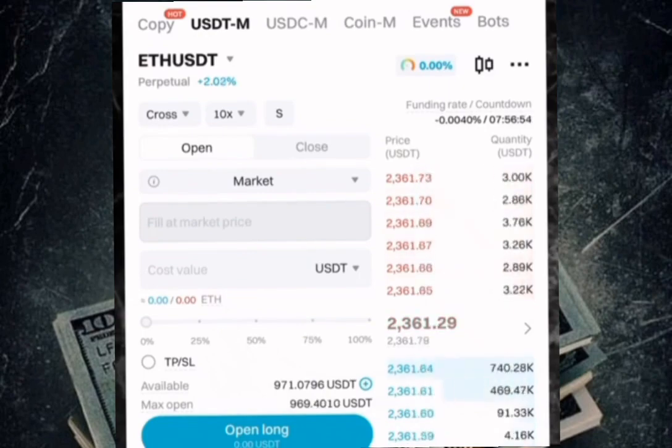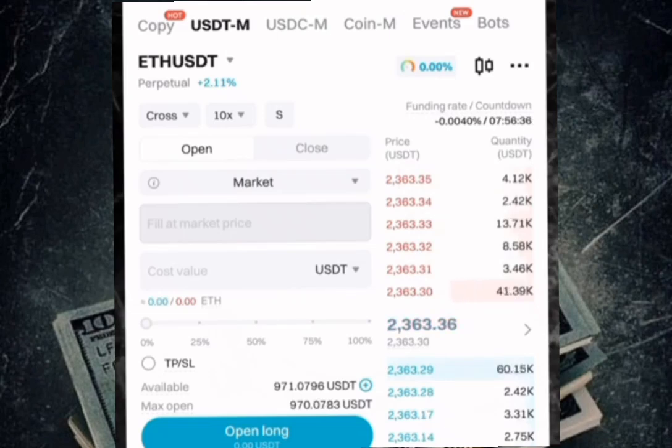That's the meaning. So what this means is that if you're longing, it means that you want to long ETH with your USDT. And if you're shorting, it means that you want to short ETH with your USDT. That's just the simple meaning.